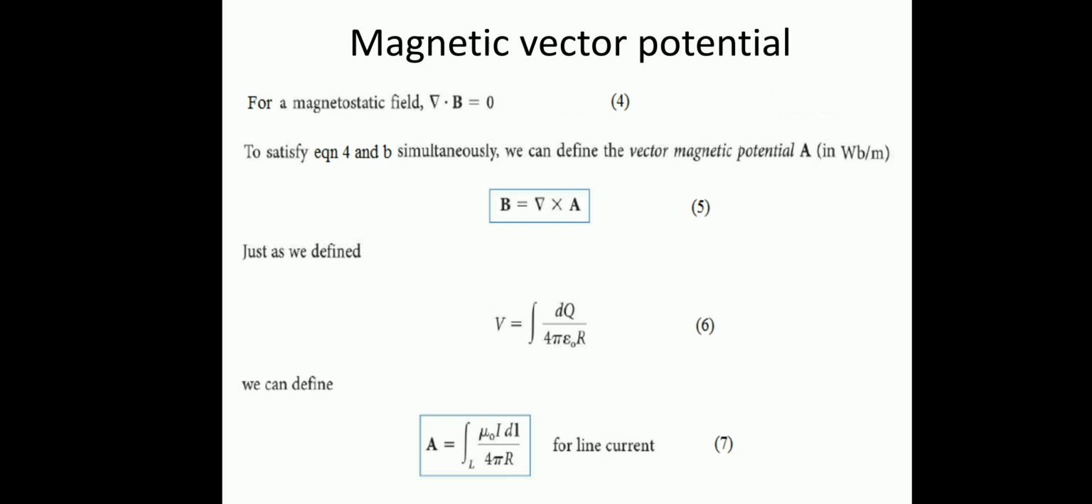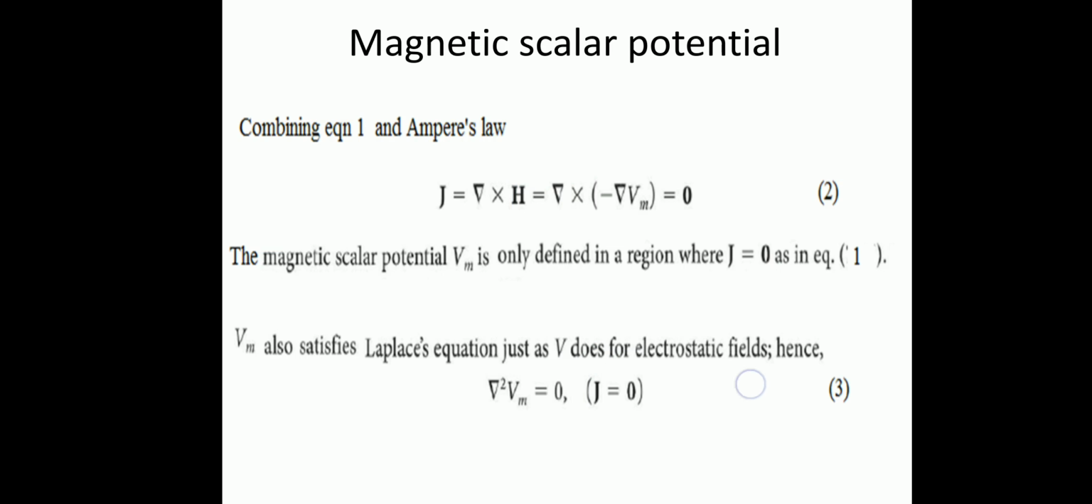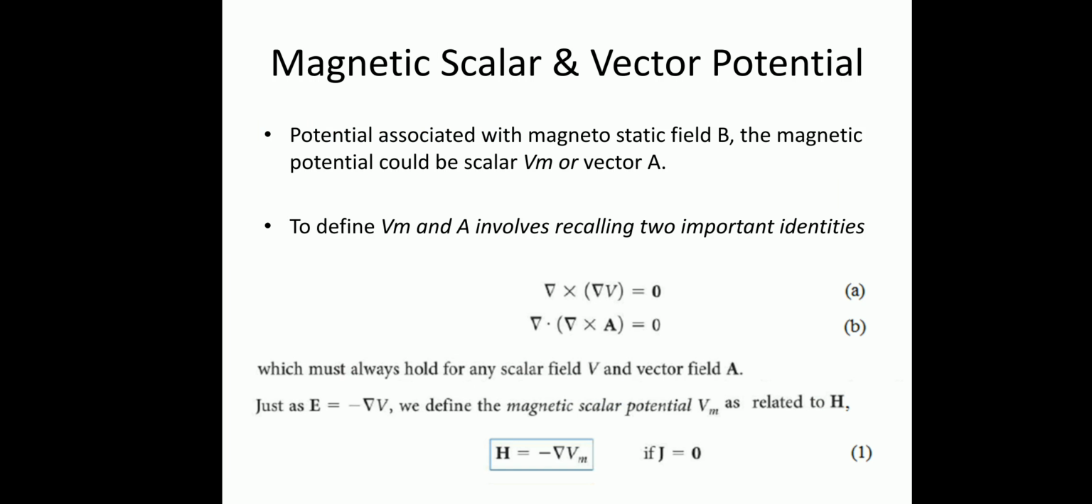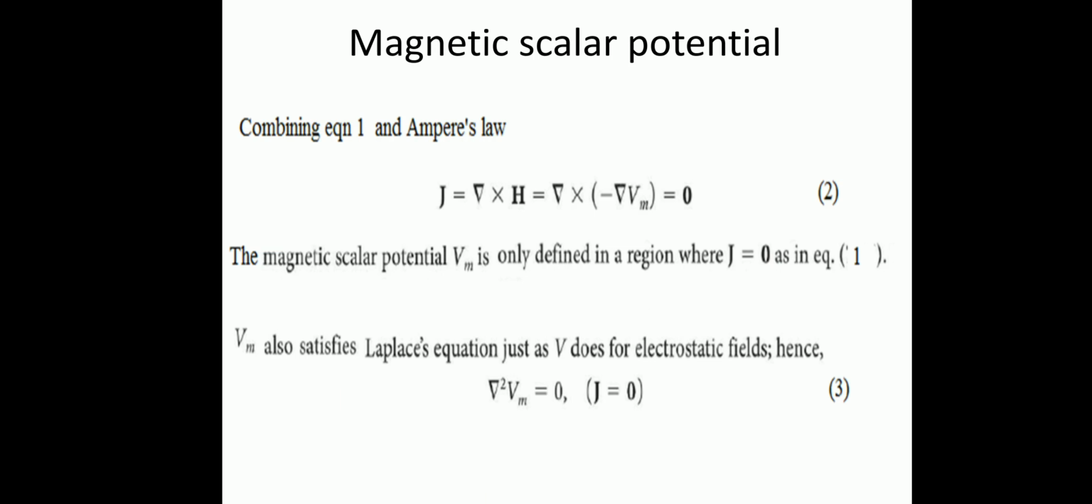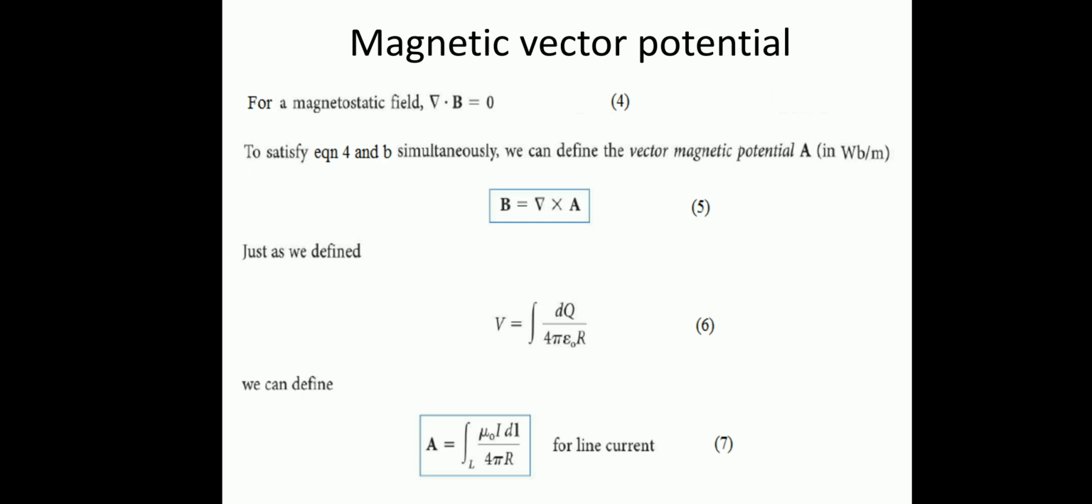To satisfy this equation, we can define a vector magnetic potential A in Weber per meter. We have del dot del cross A equal to 0, and we know del dot B equal to 0. So we need to find B in terms of another vector, that is B is equal to del cross A. That means del dot del cross A is always 0.